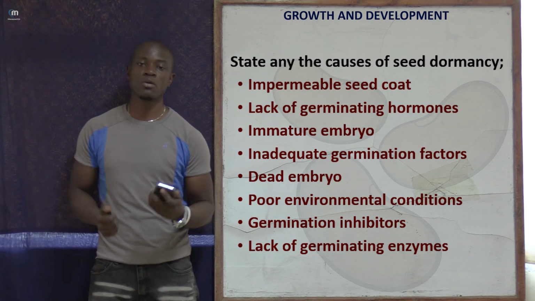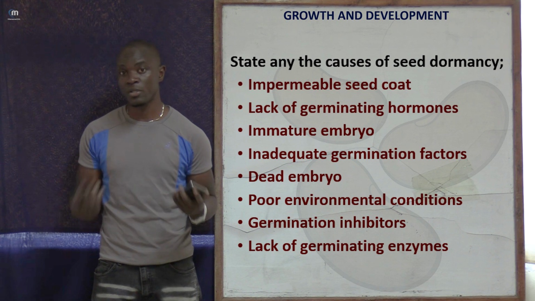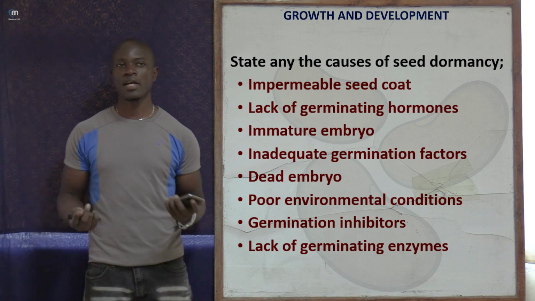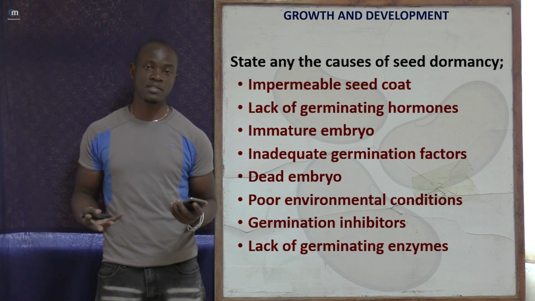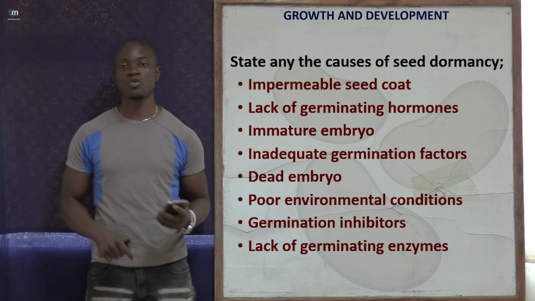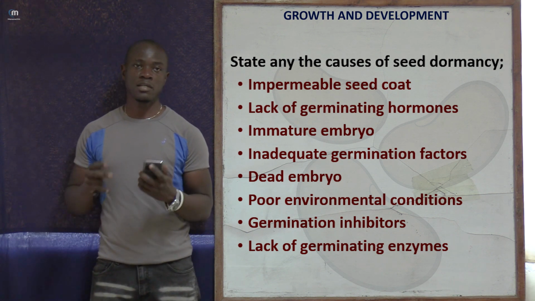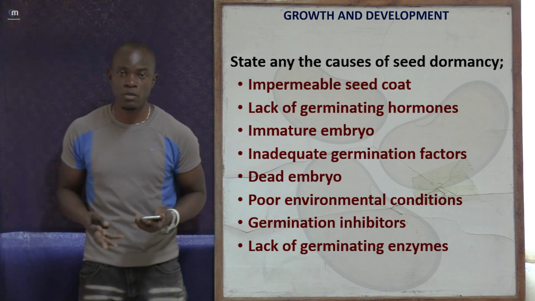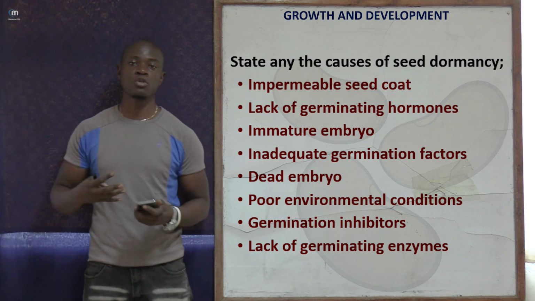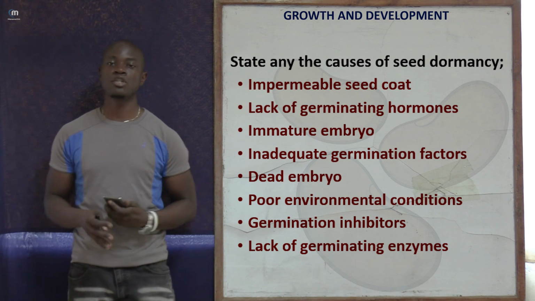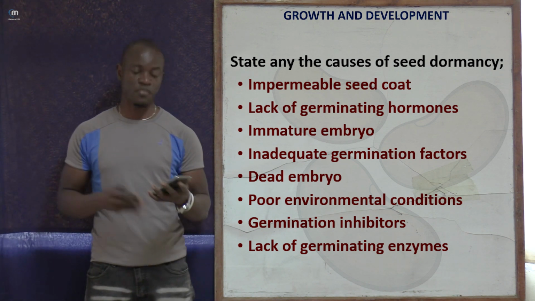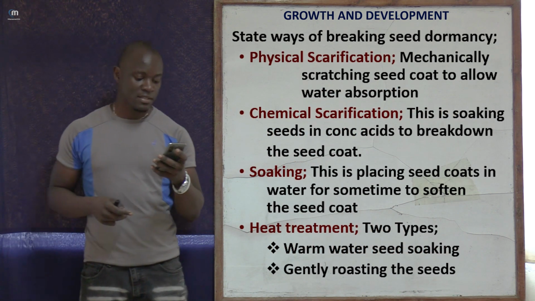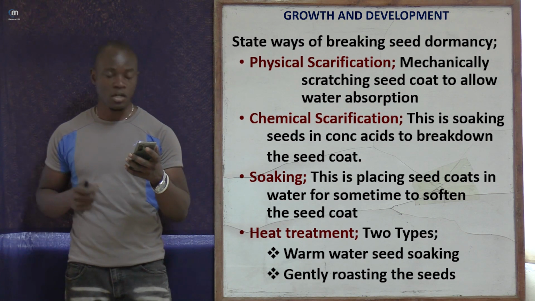And apart from that, you can also have poor environmental conditions such as extreme temperatures. We can also have earthquakes, but that is rare. But let's talk about floods. You can have floods whereby, if a terrestrial seed is surrounded with water, this seed is also not going to germinate because the environmental conditions are very poor for the process of germination. So the next question we are being asked: state ways of breaking seed dormancy.